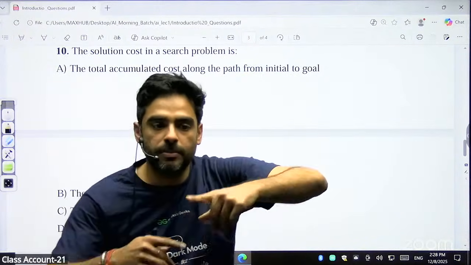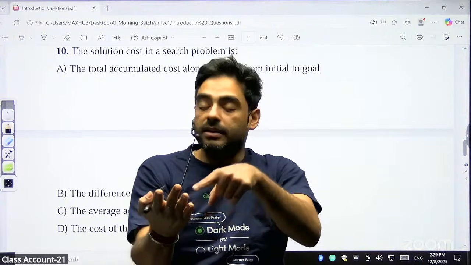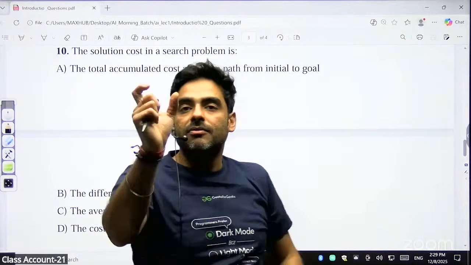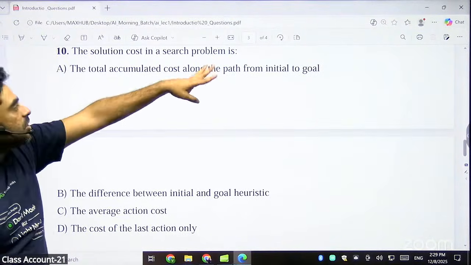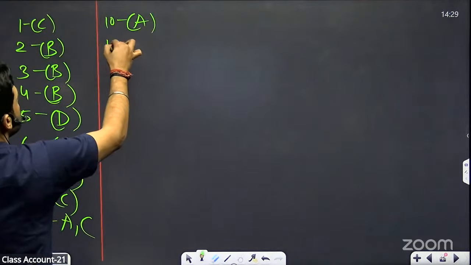I want to travel from Delhi to Noida. Whether I should go in the shortest time, or in the shortest distance, or travel with the minimum price. So what is the total accumulated cost along the path from initial to goal? For question 10, option A would be correct.